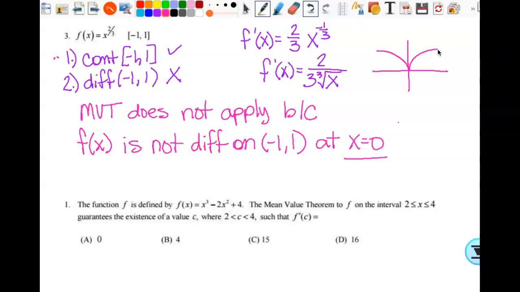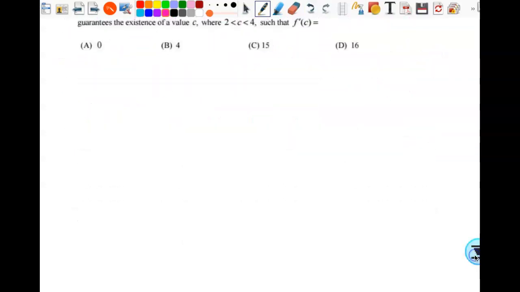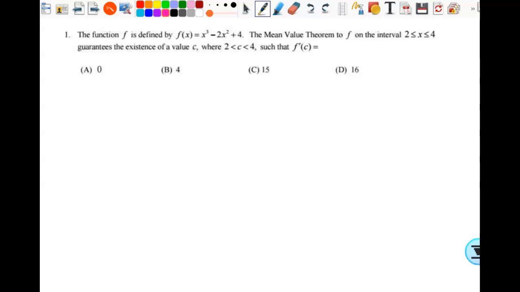All right, what questions you got? Okay. So I want you to look at this one, and I want you to go ahead and write down your conditions, even though it's multiple choice, and then see if you can find your value of C.